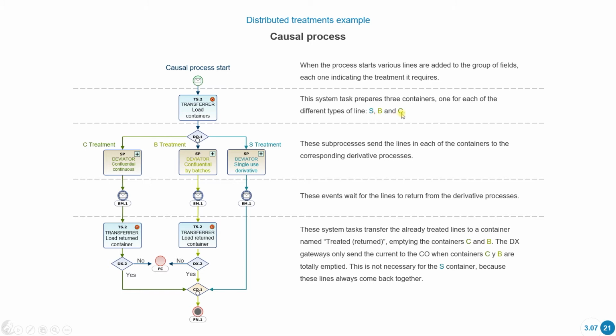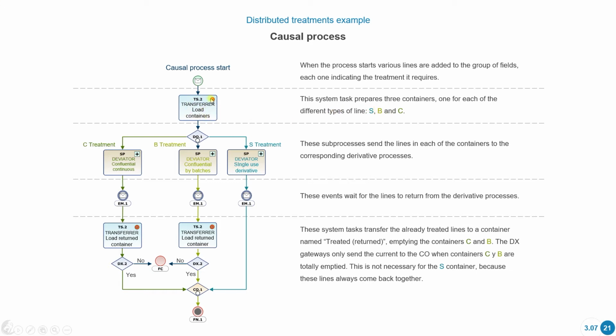Let's imagine this is a column of a simple selection type inside of the group of fields, where we say, what type of line is this? And we can select S, B, or C in each one of the lines of the group of fields. So now let's say we have 10 lines of each type, or 100 lines of each type. Then the flow goes to this DO gateway, and this DO gateway is going to evaluate the containers that we previously filled up. So here, this transfer system task is going to grab all the lines from the group of fields and separate them in three different containers.